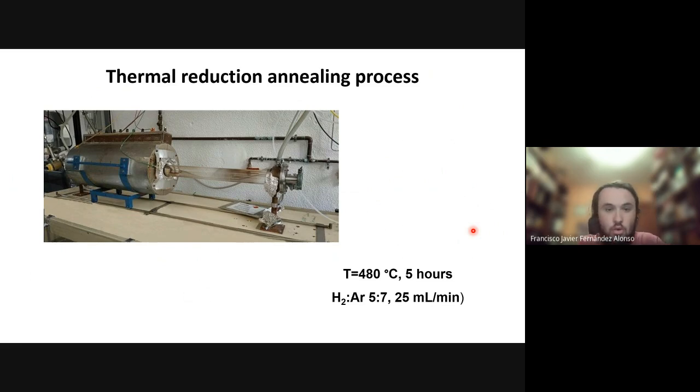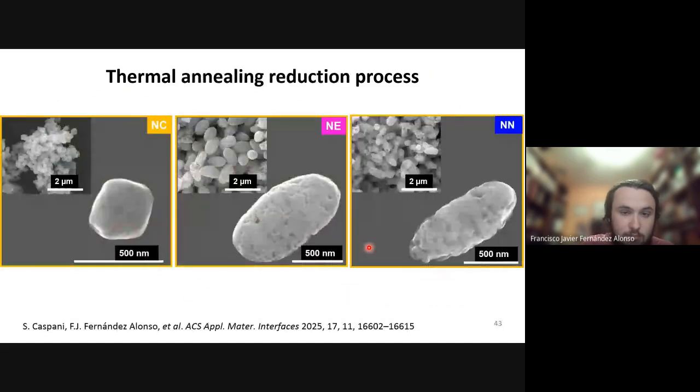So we follow two approaches in the group. The first is similar to what we follow for the black titanium synthesis. The first method, the most reported one, is the thermal reduction annealing process in this furnace. In this case, we do the procedure at 480 degrees for 5 hours in a mixture of hydrogen and argon. And we see that the morphology doesn't change a lot.